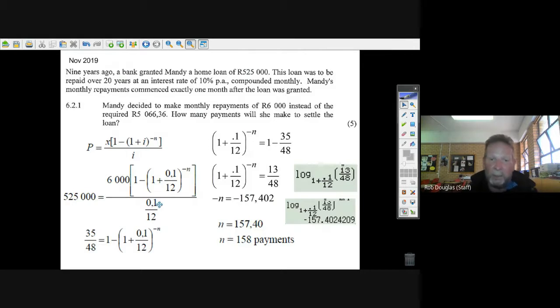It's a little bit tricky, this looking for n. But the key is, what makes it really nice is once you get it down here, something to a power equals a fraction or a number, just grab that log button and you don't have to do anything more. Your calculator does the rest of the work pretty well. Okay, I hope that helps.